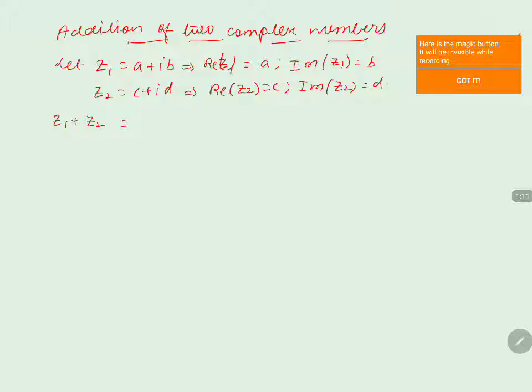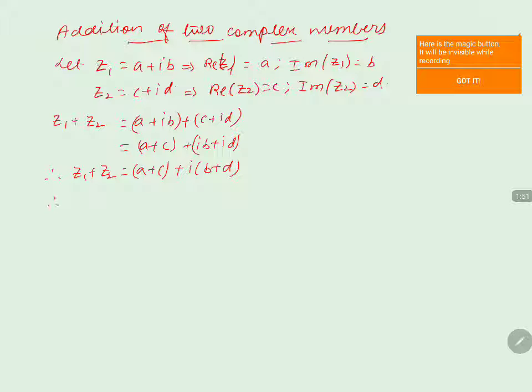So Z1 plus Z2 equals A plus iB plus the next one, C plus iD. When we add these two complex numbers, we should add only the real parts and add the imaginary parts separately, so that we get A plus C plus iB plus iD. Now in iB plus iD we can take i as common. We will write it as A plus C plus i times (B plus D). Therefore Z1 plus Z2 equals A plus C plus i times (B plus D).